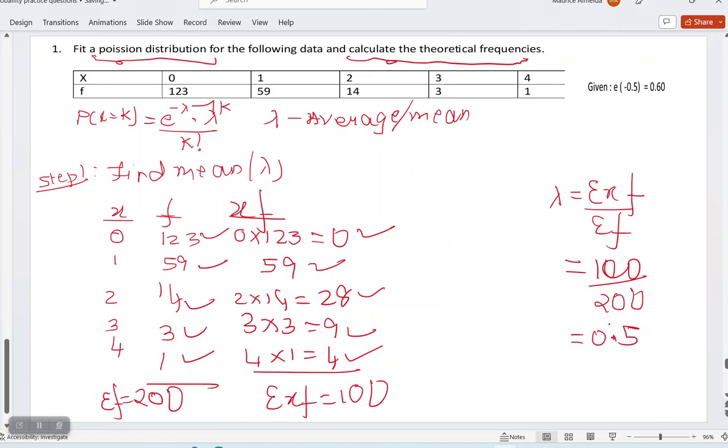Now we proceed to step 2, in which we have to calculate the theoretic frequencies. Now if you observe, there are some frequencies which are mentioned over here. Corresponding to x equal to 0, the frequency is 123, for x equal to 1 the frequency is 59, for x equal to 2 the frequency is 14, for 3 it is 3, for 4 it is 1. These frequencies which are mentioned here are called observed frequencies. Now we have to find the theoretic frequencies.